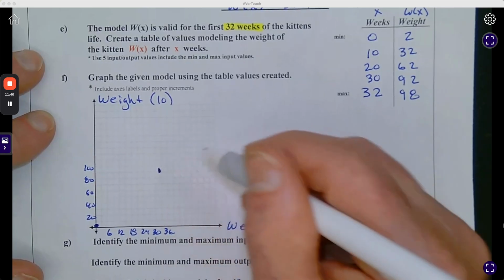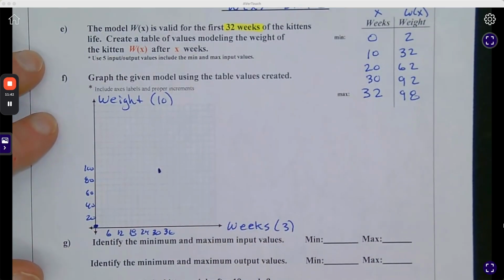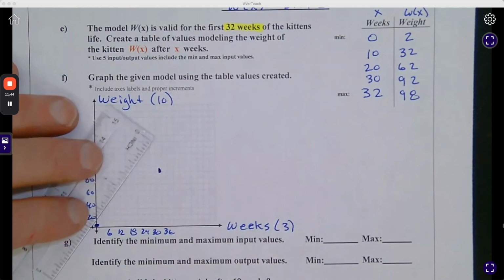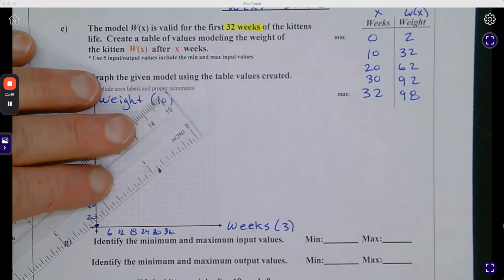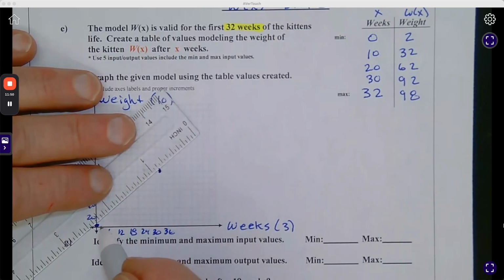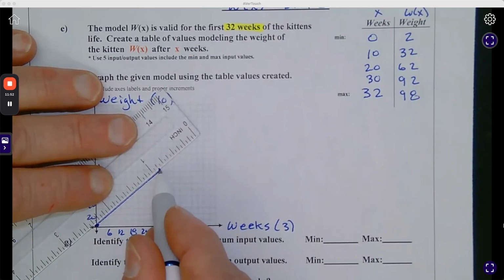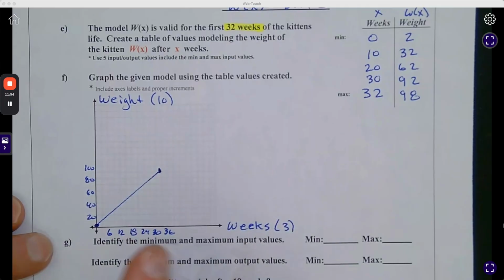Now, time is always continuous. So I'm going to connect these two. I don't have to do the other 3 ordered pairs because they're automatically going to show up on this. And I'll show you what I mean by that. If I do the minimum and maximum, right? This is my min.